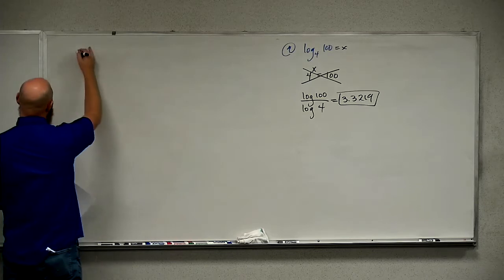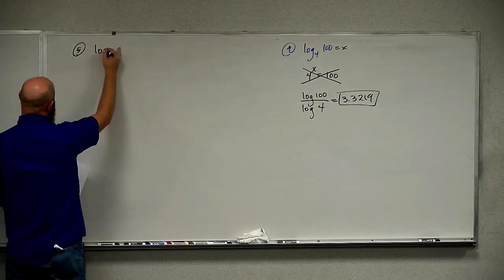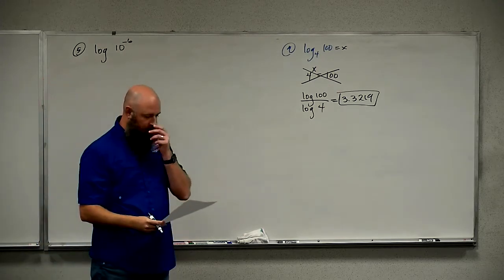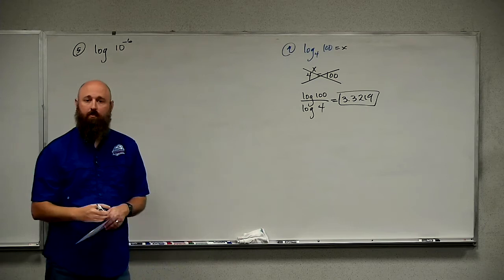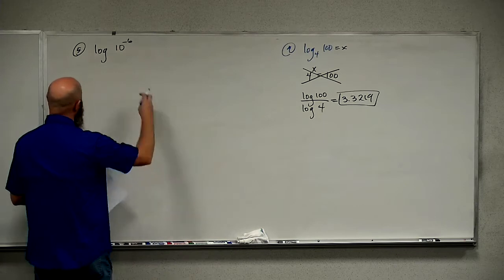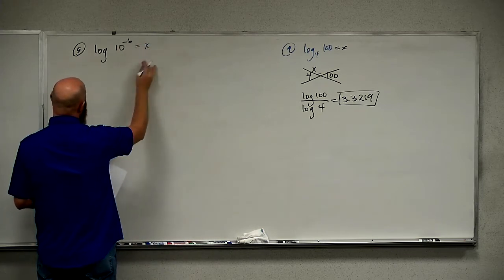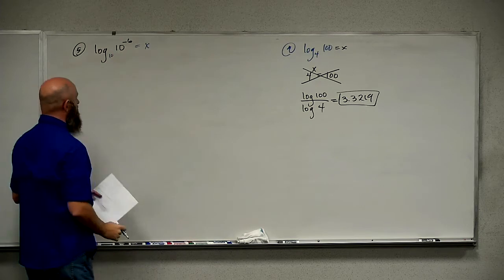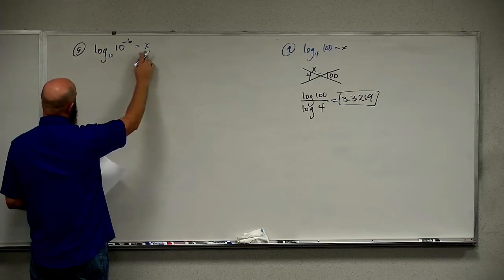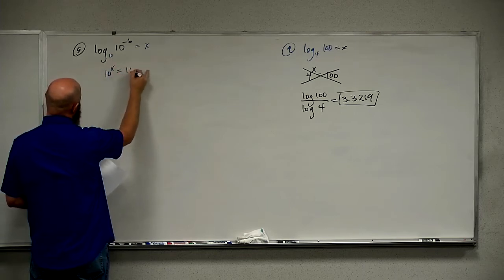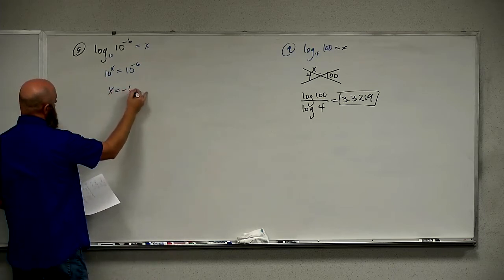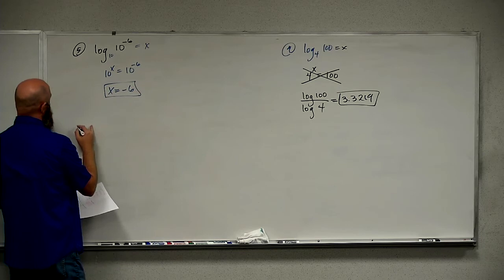Okay. 5, log 10 to the -6. So again, I'm just going to rewrite this. So let's put our x there at the end of it. And remember as well, this is a base of 10. And so here we can do 10 to the x equals 10 to the -6. So just that quickly, we can see x equals -6.